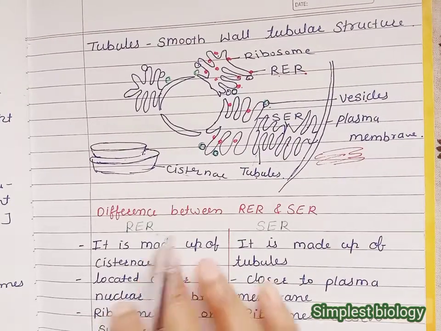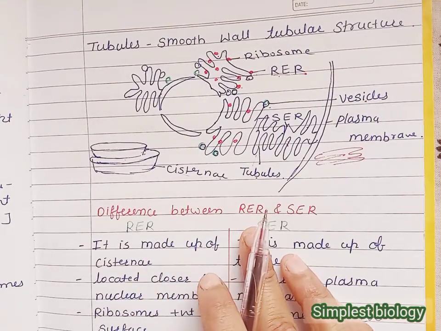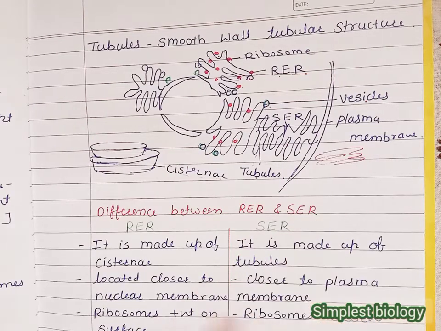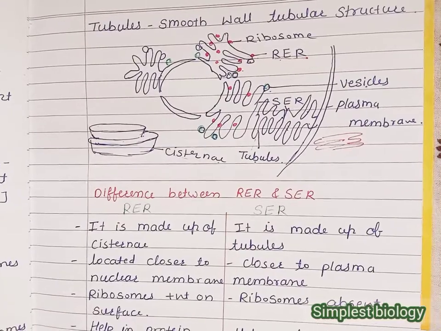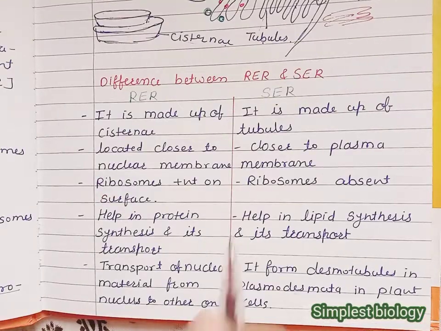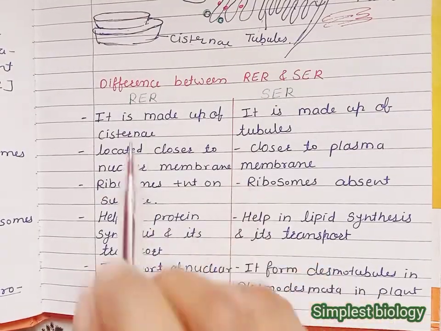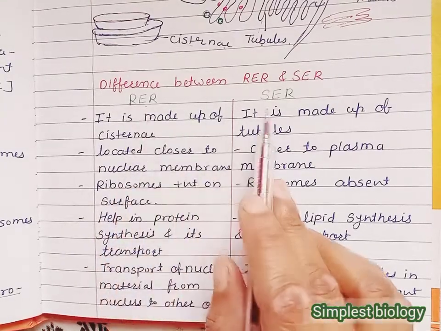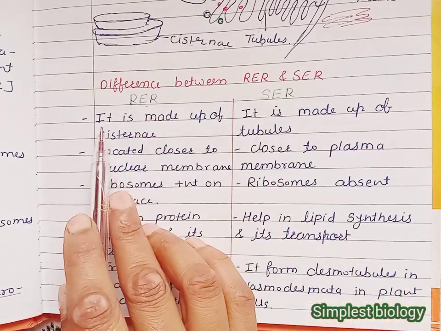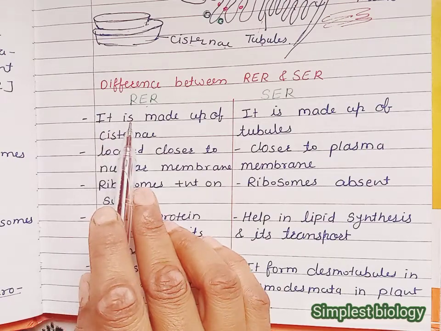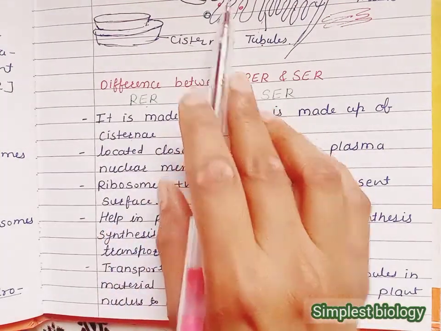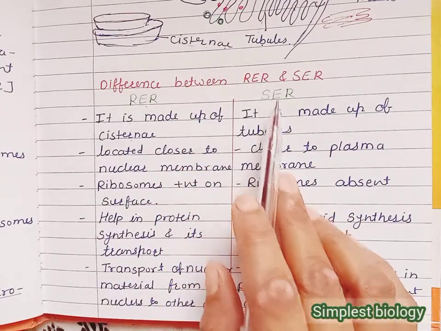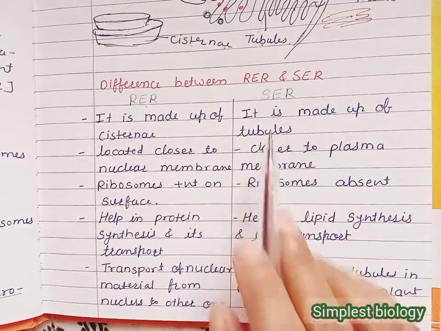Now we see the difference between rough endoplasmic reticulum and smooth endoplasmic reticulum. It is a very important exam point, and sometimes it is also asked in board examinations. RER and SER: rough endoplasmic reticulum is made up of cisternae, while smooth endoplasmic reticulum is made up of tubules.